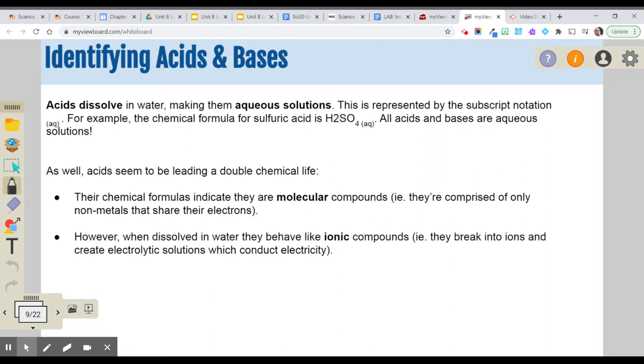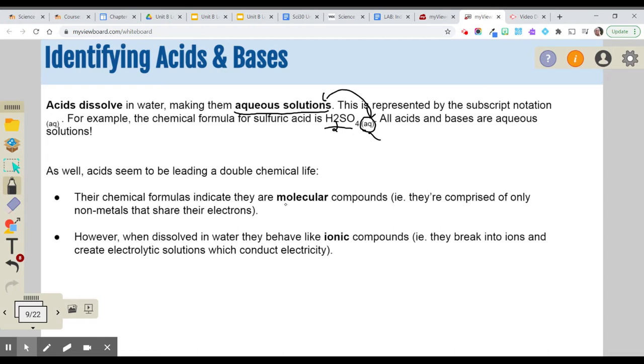So when acids are in water, they dissolve and they form aqueous solutions. And so to actually have an acid, all acids are going to be dissolved in water. So whenever you see an acid written like this, you'll always see the (aq) sign, which stands for aqueous solution. You'll always see that right underneath as a subscript beside every acid.